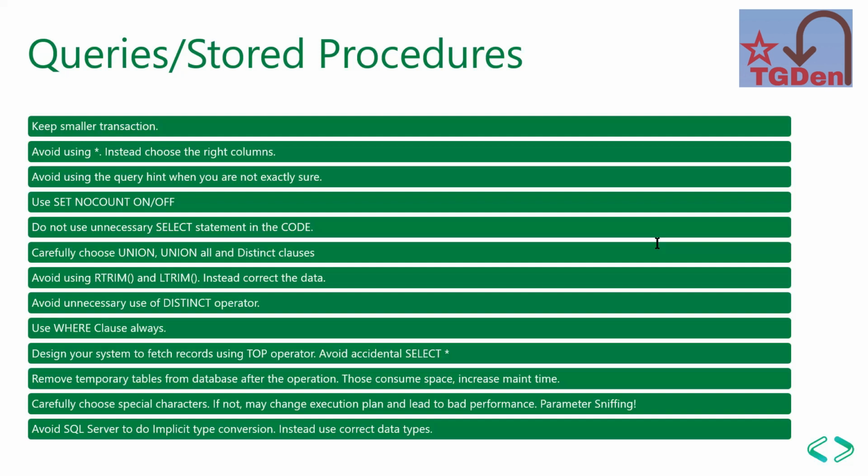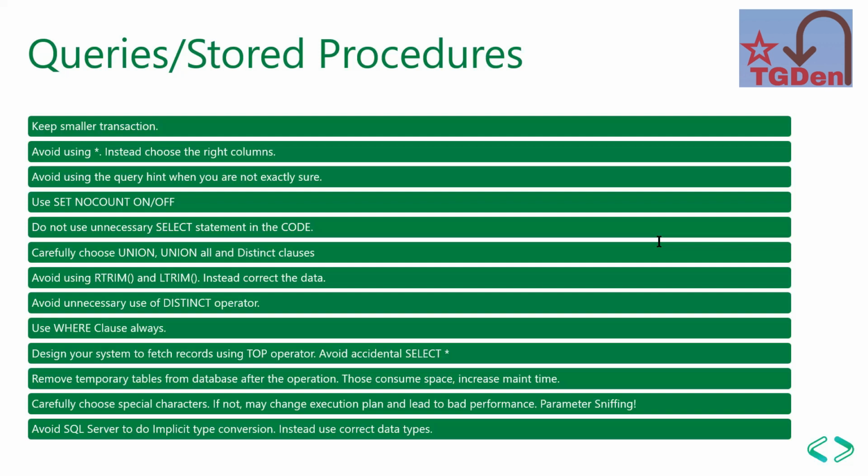Avoid using the RTRIM and LTRIM functions. Instead, correct the data. Many people design the system in such a way that when you insert records through the application, it doesn't care, you can even have spaces or special characters, and later when you write your query you actually have to use RTRIM, LTRIM, and other commands to extract the meaningful records. That's an overhead. Instead I would advise that you correct the entry or design your application in such a way that while you enter the record, you insert the correct record, right? You don't have to use RTRIM and LTRIM anymore.